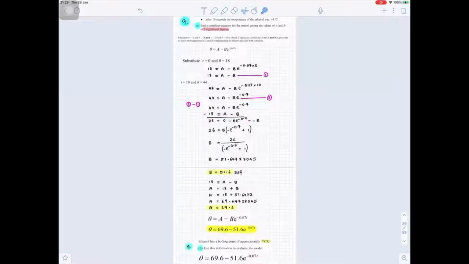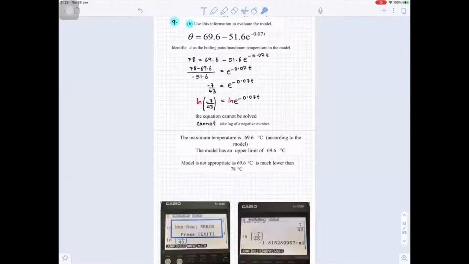That's your answer for question 9 part A and the answer for question 9 part B.